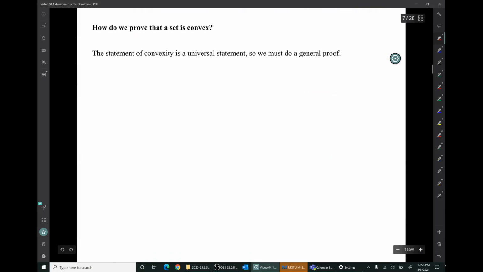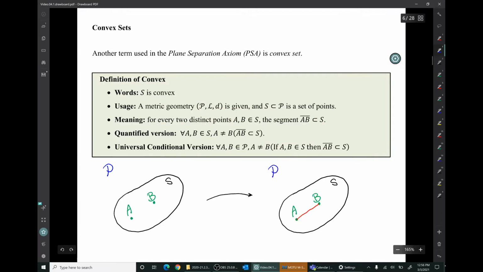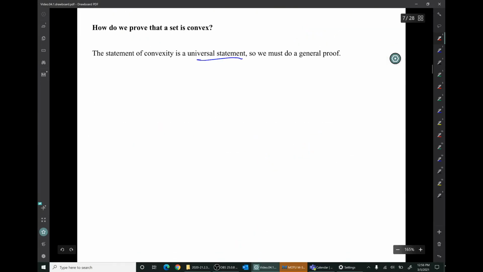Let's go on. Now, how do we prove this set is convex? Well, the statement of convexity is a universal statement. For all A and B in the set of points, such that A is not equal to B, all that stuff is true. Well, to prove a universal statement, we have to do a general proof.